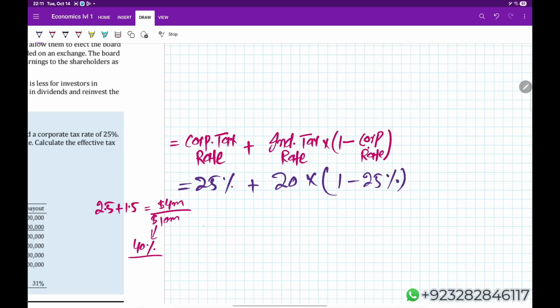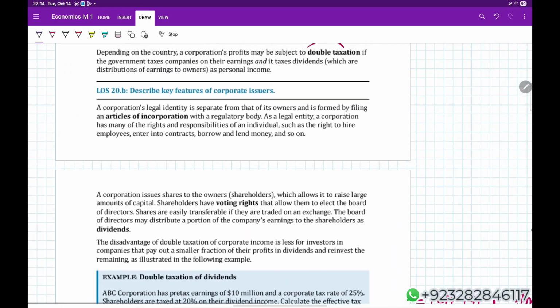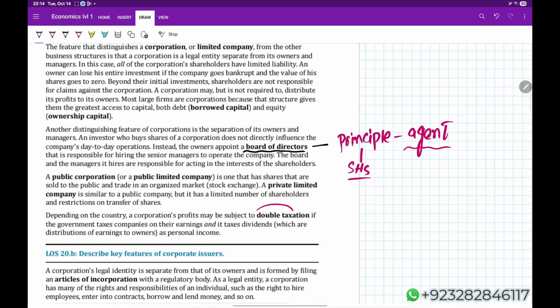So 75% of 20, that is 20 times 0.75, is 15, and 25% is the corporate tax. Look, we got the same answer. Effective tax rate is 40%. So remember this formula. All right, this is how you will calculate the effective tax rate in the exam, and this is the perspective, meaning and concept of double taxation.